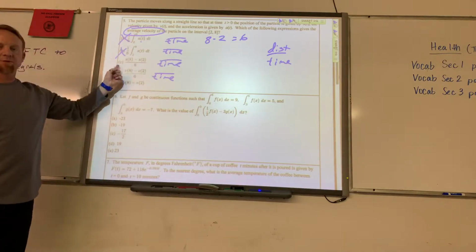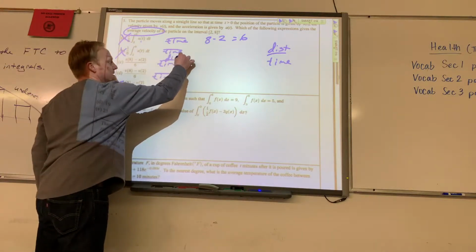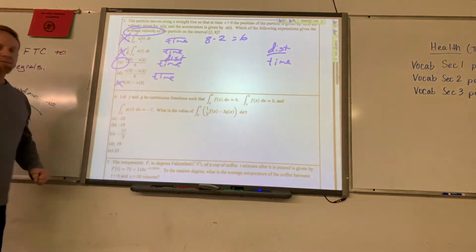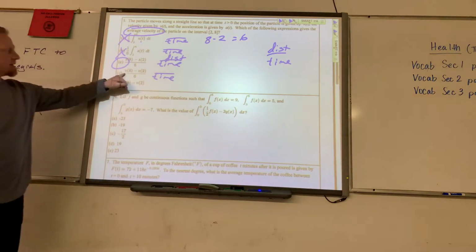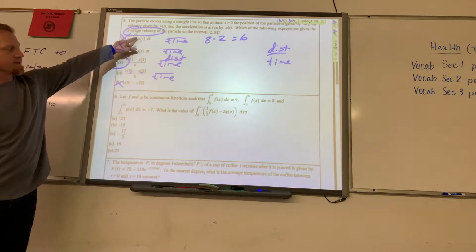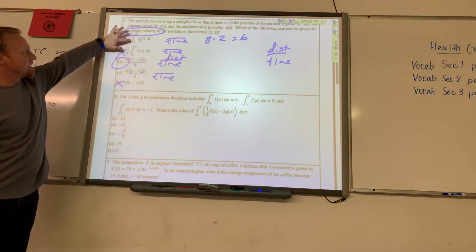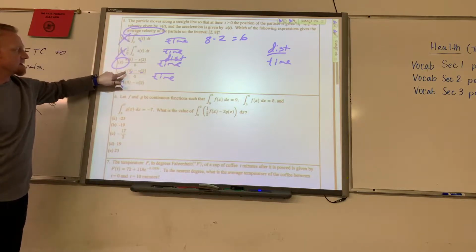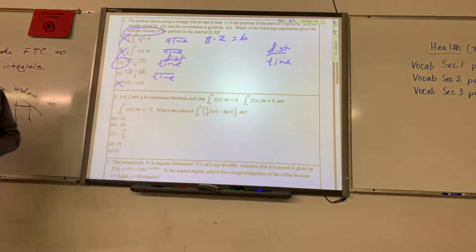Here, I am subtracting position. If I'm subtracting position, that's going to give me a distance. So it gives me C. I know that's going to be my answer, but I'll continue on. This one right here is going to be the same thing as this, because if I integrate acceleration, I get velocity. So v of 8 minus v of 2, which is here, I have velocity over time, not what I want. This is my answer.